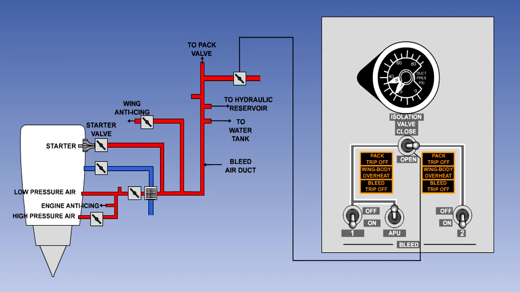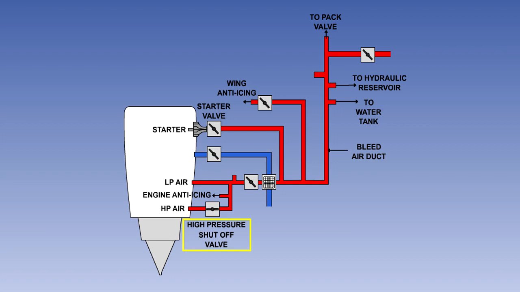Here we show a typical bleed air system. Low pressure, LP air, is taken from an early compressor stage, and high pressure, HP air, is taken from a later stage. The high-pressure source is controlled by the high-pressure shutoff valve, HPSOV. This valve is pressure-sensitive and pneumatically operated. It is open when there is insufficient air pressure from the LP system to maintain the required flow.